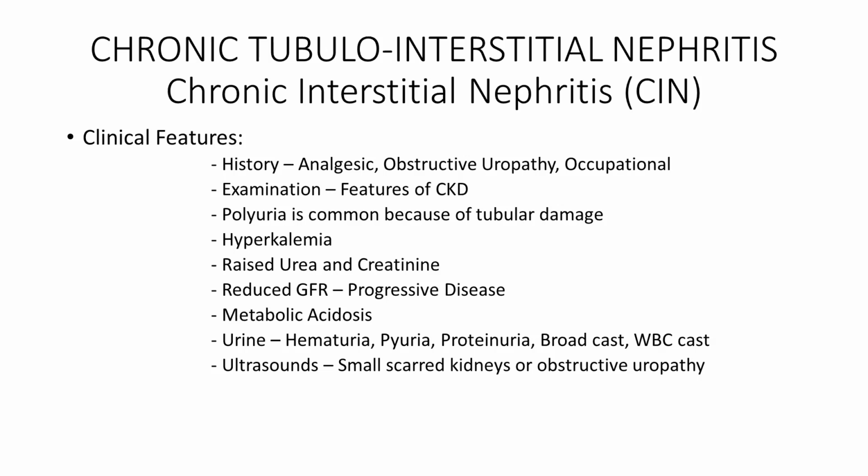On urine examination, hematuria, pyuria, and proteinuria, with broad casts, are features of chronic kidney disease, and it may present with WBC casts, but no RBC casts. Ultrasound usually shows small scarred, bilaterally small shrunken kidneys, or a unilateral shrunken kidney because of obstructive uropathy.